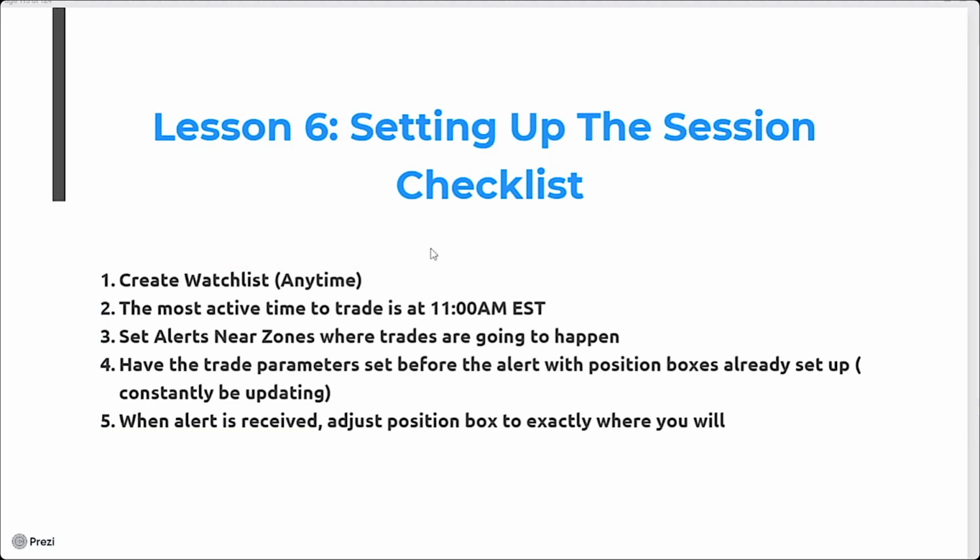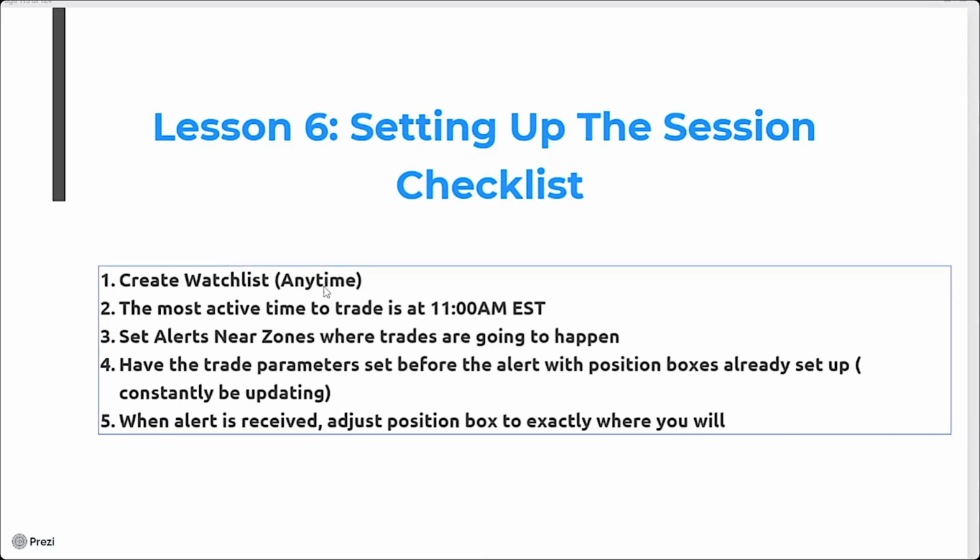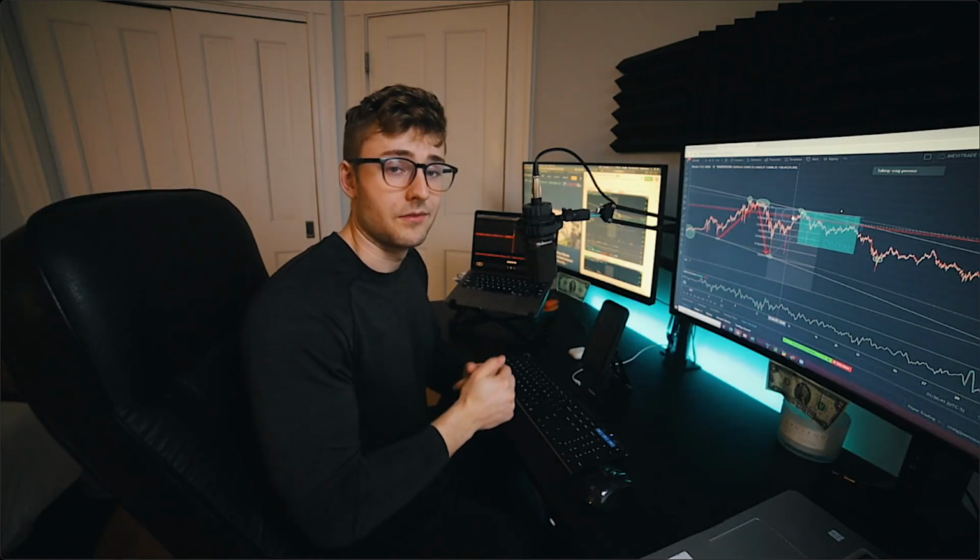So just to cover all of the things we just talked about, we want to create a watch list. The most active time to trade is at 11, which is typically why I'm sitting there right after my trading session, watching to see if my trades are going to hit. I have my drawings already set up on my watch list. I set alerts near the zones of where my trades could start happening. I have trade parameters set up there before the alert, with position boxes already set up. Constantly be updating those. When an alert is received, adjust the box to exactly where you'll be entering, take the trades, and then do the same process of organizing and logging as we talked about with the trade. So that's how you set up for a crypto session.